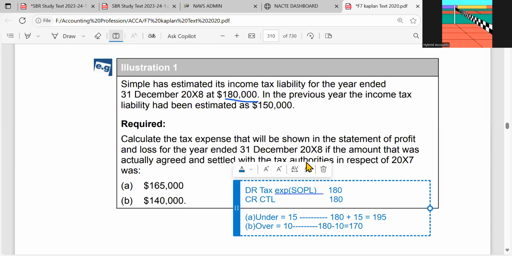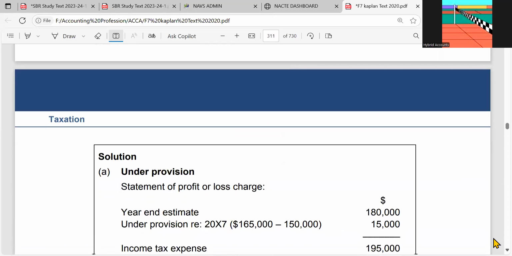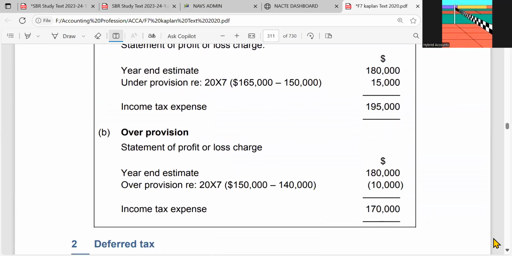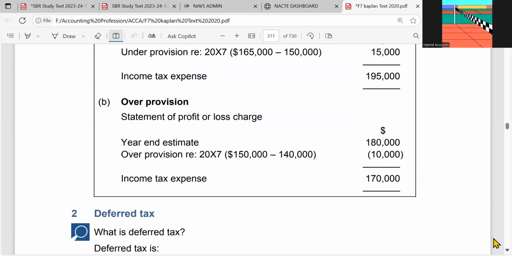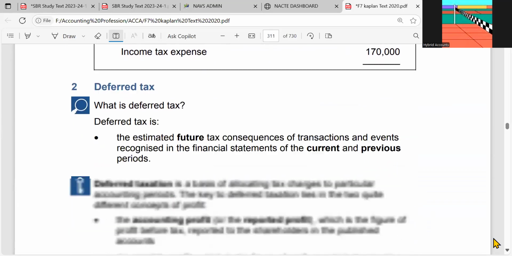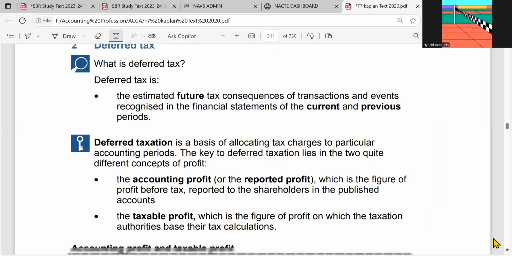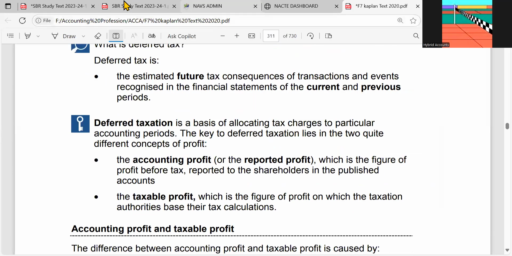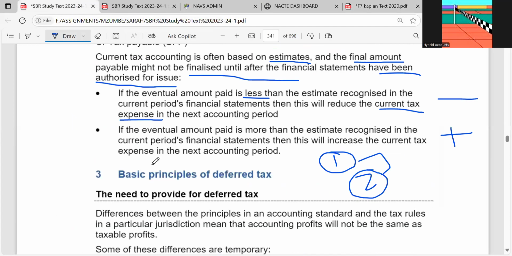All right, so that's all about the current tax. You have seen that now, and it's time maybe we go further. You see 195 there, and then 170, and now maybe you can go to the deferred tax concepts. Okay, now let's switch the books and go to this one here.